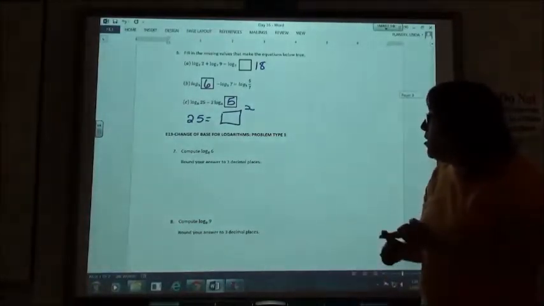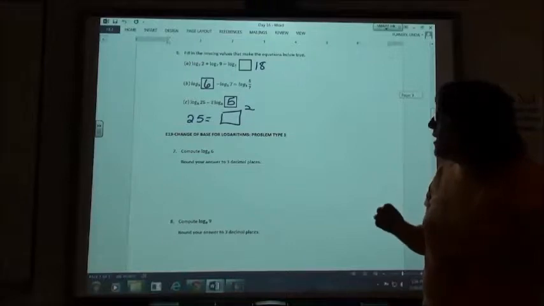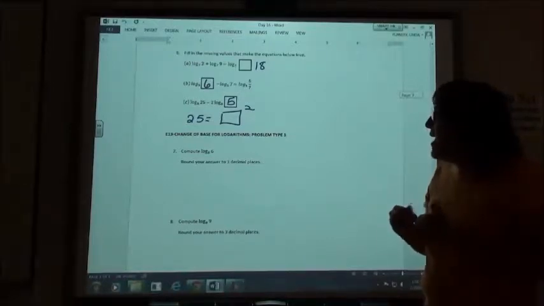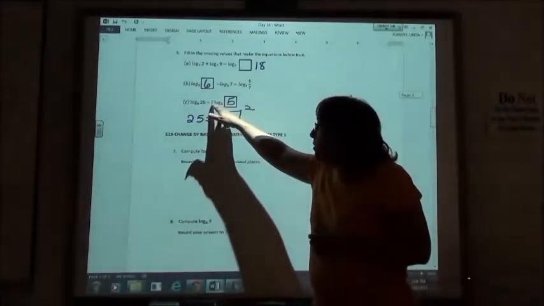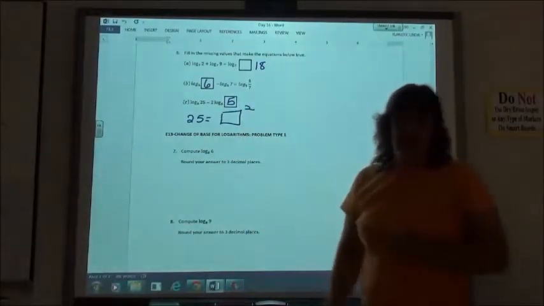If we're adding logarithms, we combine it into one expression by multiplying, subtracting logarithms by dividing, and that we can multiply a number times the logarithm. It would then become the exponent of our number.